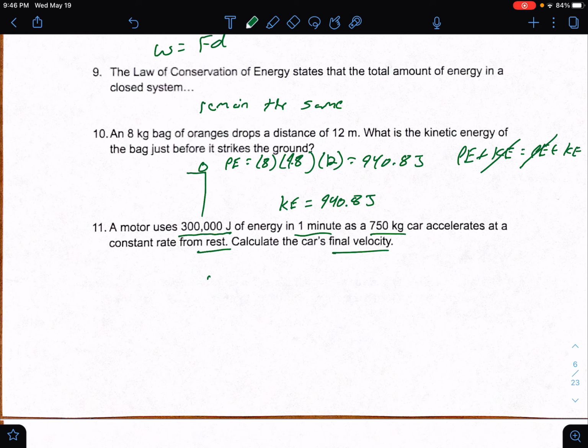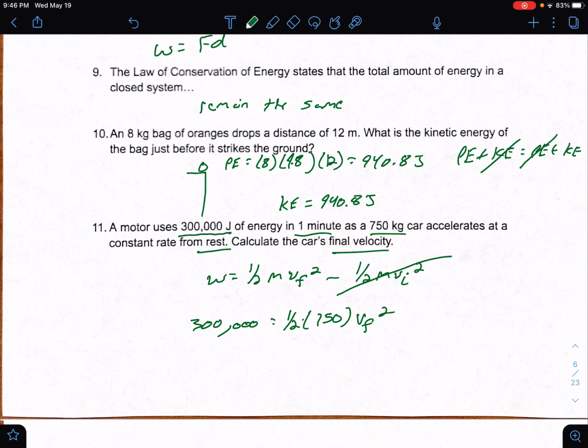The equation you're going to use for this is work equals 1/2 mv final squared minus 1/2 mv initial squared. Since I started from rest, my v initial is going to be 0, so you honestly don't even have to do this part of the equation. So you're going to do 300,000 equals 1/2 my mass, which is 750, times my v final squared, which I don't know, so I'm going to leave that as vf squared. So you're going to get vf squared by itself, and then don't forget when you want to get rid of a squared, you have to square root. So your final velocity should be 28.3 meters per second.